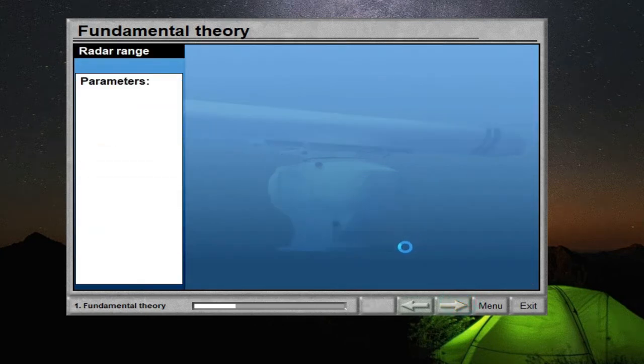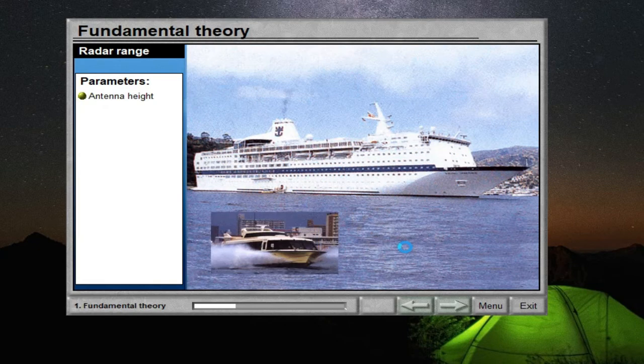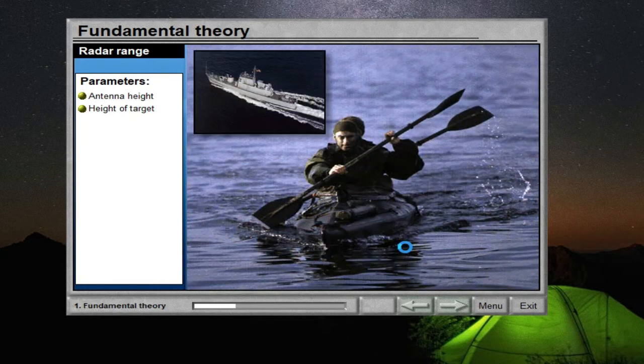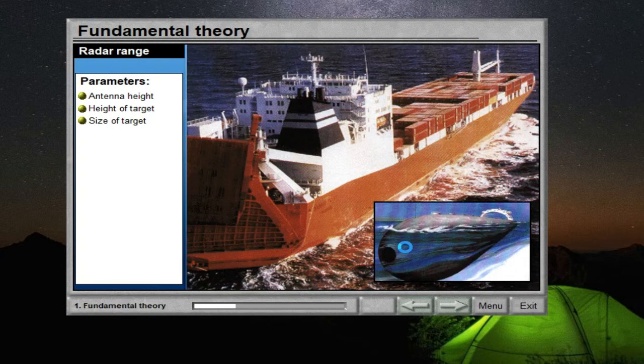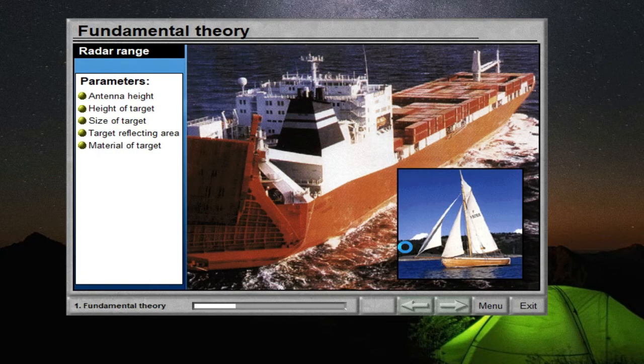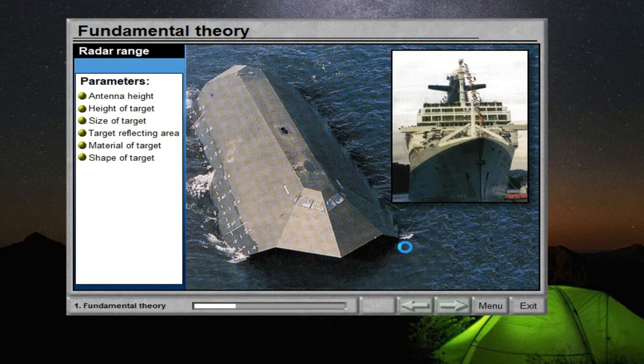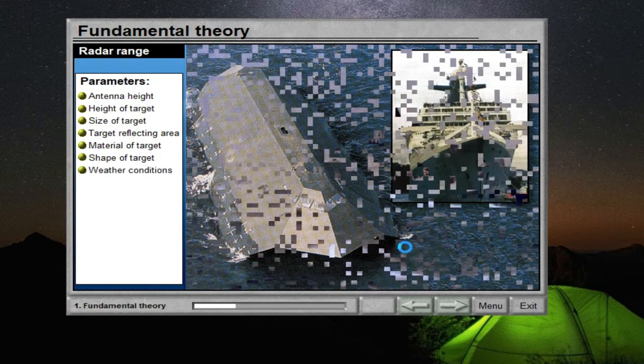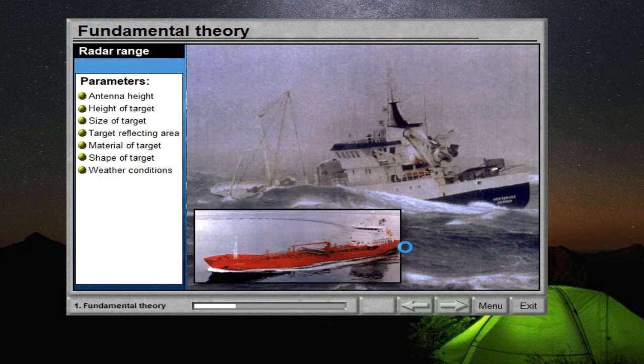The most important parameters affecting radar range are antenna height, height of target, size of target, target reflecting area, material of target, shape of target, weather conditions.